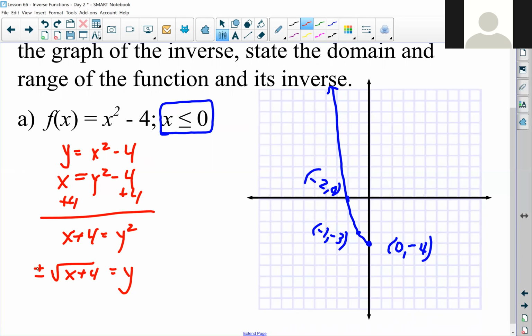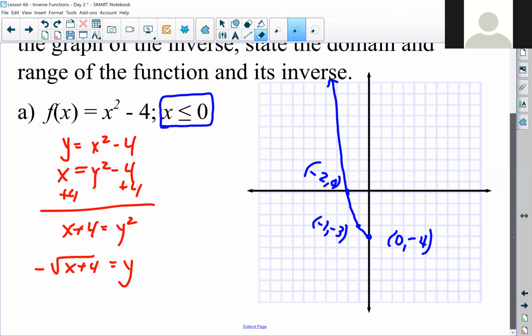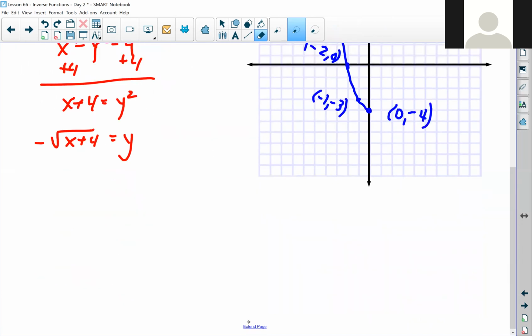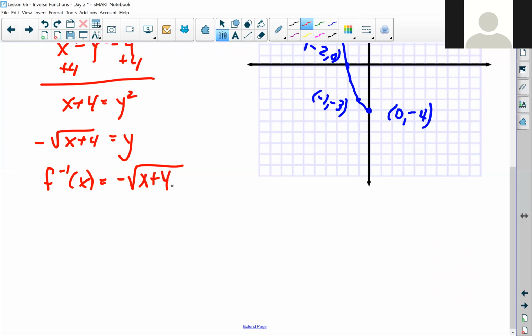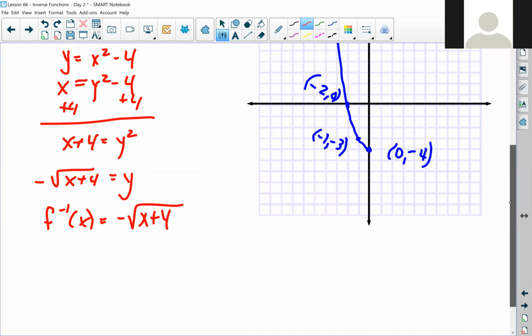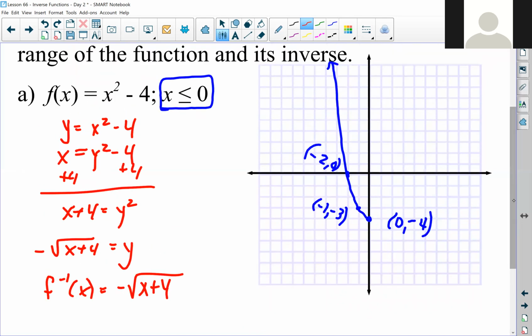Now, in this case, for our function, our x values were negative. So for our inverse, the y values are going to be negative. So I want the negative square root. Kind of an interesting little twist there. So my inverse function is the negative root of x plus 4.